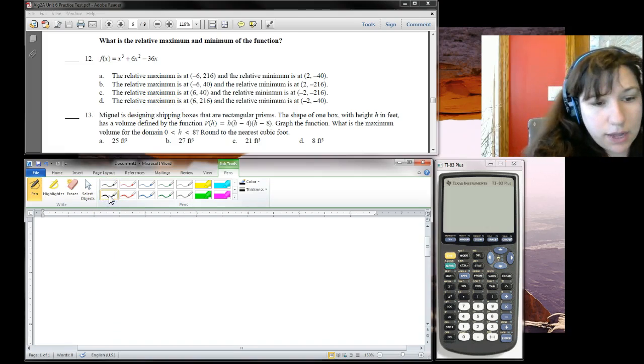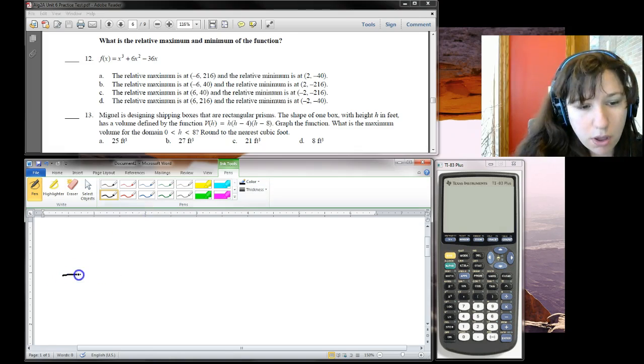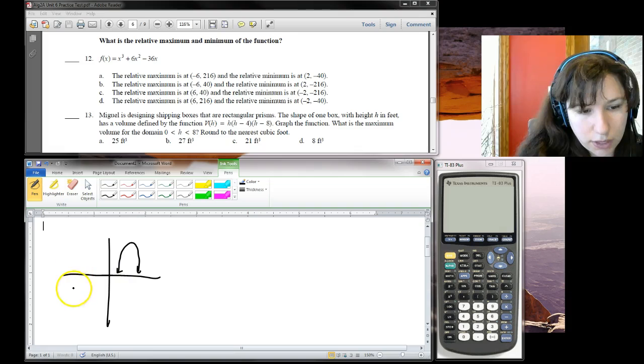Why do they call it a relative max and minimum? Well, if I have a quadratic equation, and it looks like this or like this, the point here and here is the absolute maximum. There's no other point on the graph that's higher than it. Or here for the minimum.